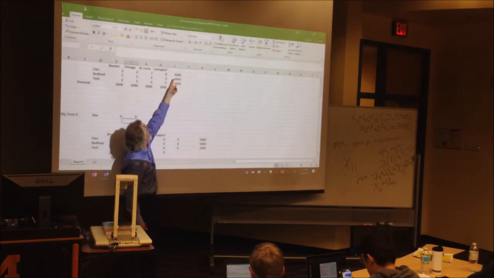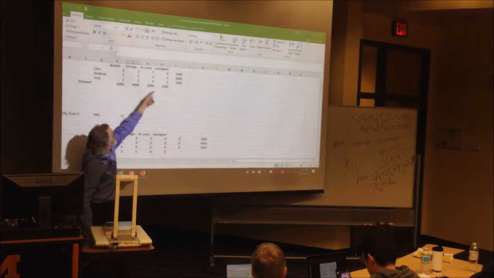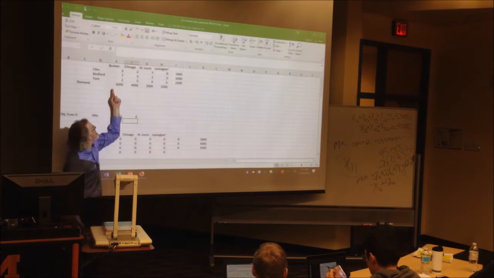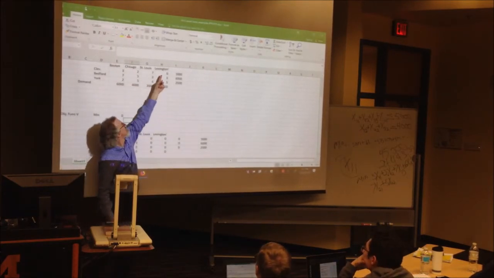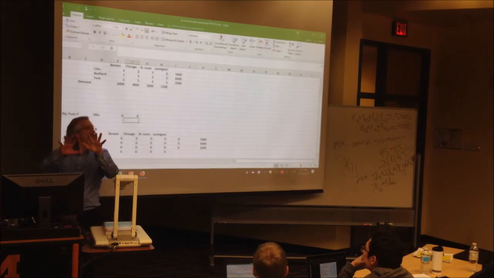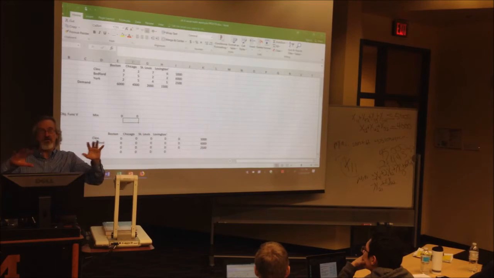Cleveland could provide 5,000, Bedford could provide 6,000, York could provide 2,500, Boston has a demand for 6,000, Chicago, St. Louis, Lexington. Those numbers are just entered. There's no equation at the top, just the data.